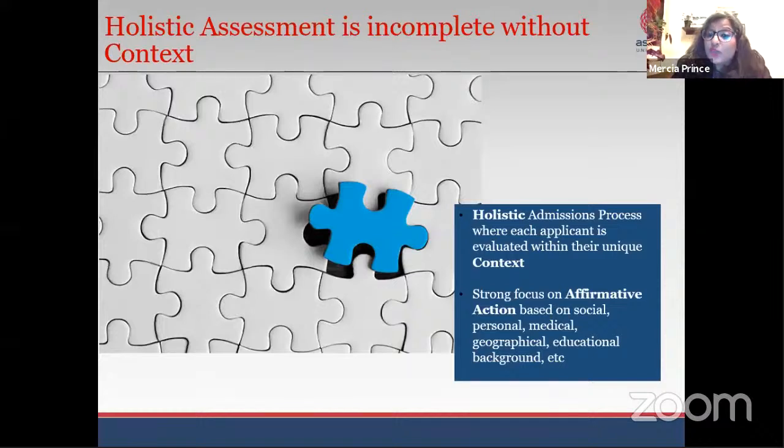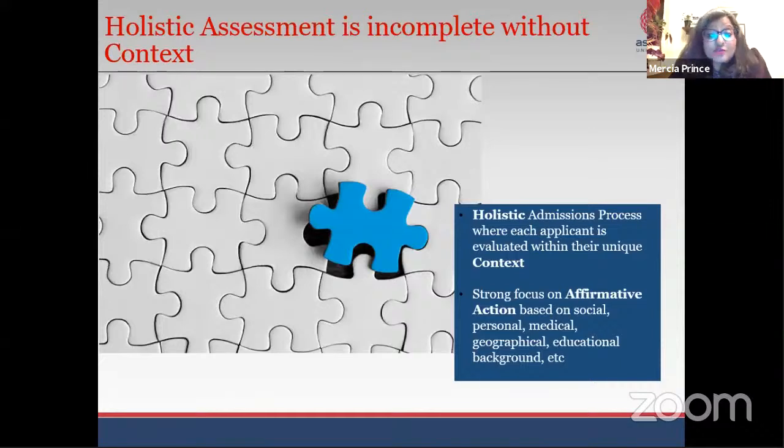We evaluate your application within your unique context. We understand that life is not one shoe fits all. Not everybody has the same opportunities, the same background, the same fortune or misfortune, whatever that may be. And so we want to interview you within your context. The more information you give us in the application form, the better it is for you and for us.